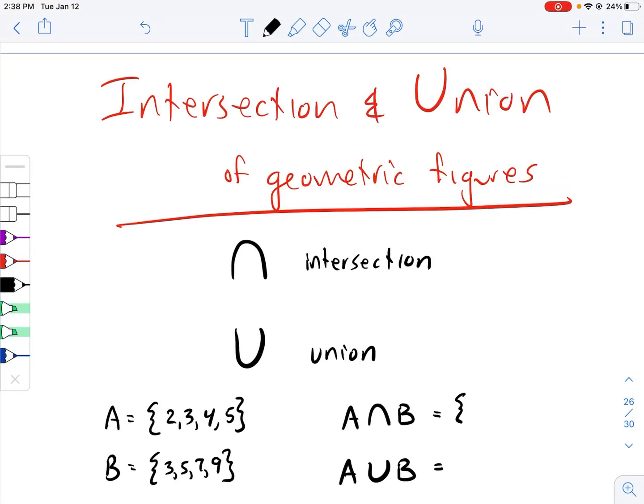We're going to revisit our set theory as we look at intersection and union of geometric figures. To start, let's just do a review. We know that this symbol means intersection. You can also think of that as the overlap of two sets. And then this symbol, a nice big U, obviously represents union. Isn't that nice and easy to remember, the U of union?